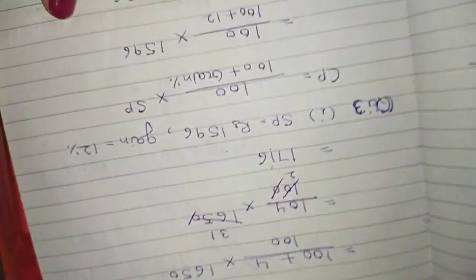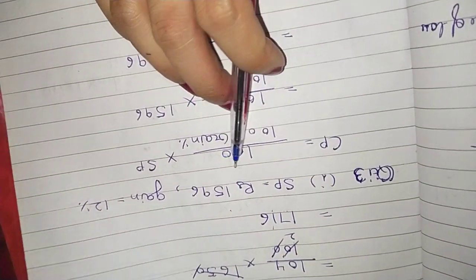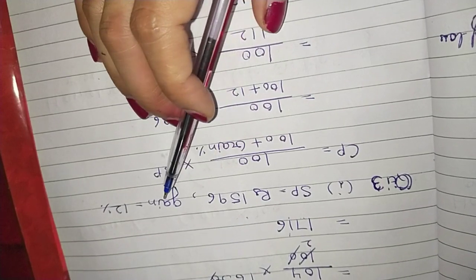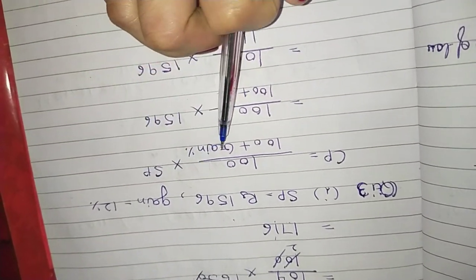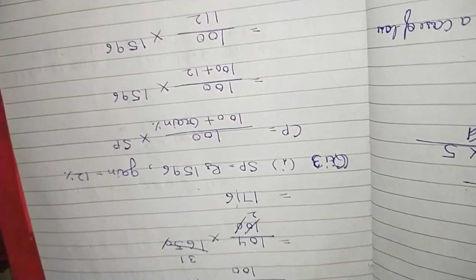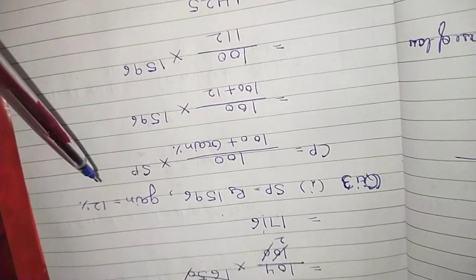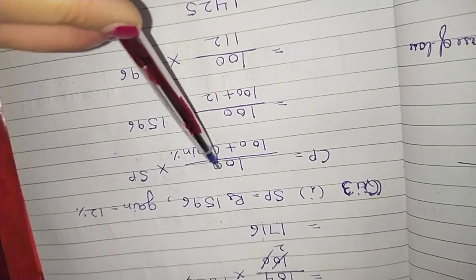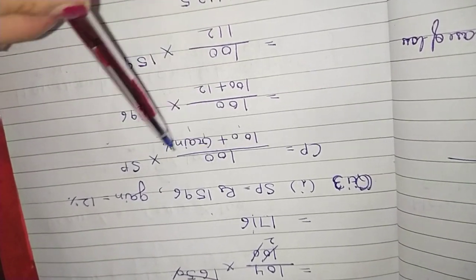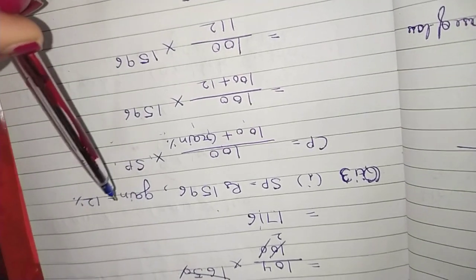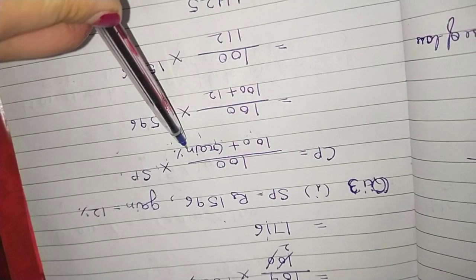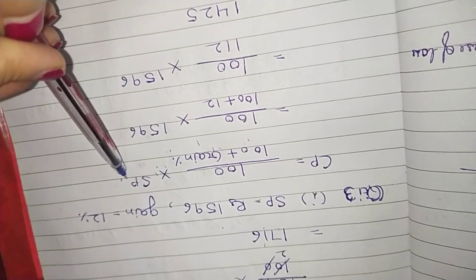Now coming to question number 3, we are given the selling price and gain or loss percentage, and we have to find the cost price. So to find the cost price, when we are given the selling price with the gain or loss percentage, the formula is 100 upon 100 plus gain percentage if there is gain, multiplied by the selling price, and if there is loss, the formula will be 100 upon 100 minus loss percentage multiplied by the selling price.